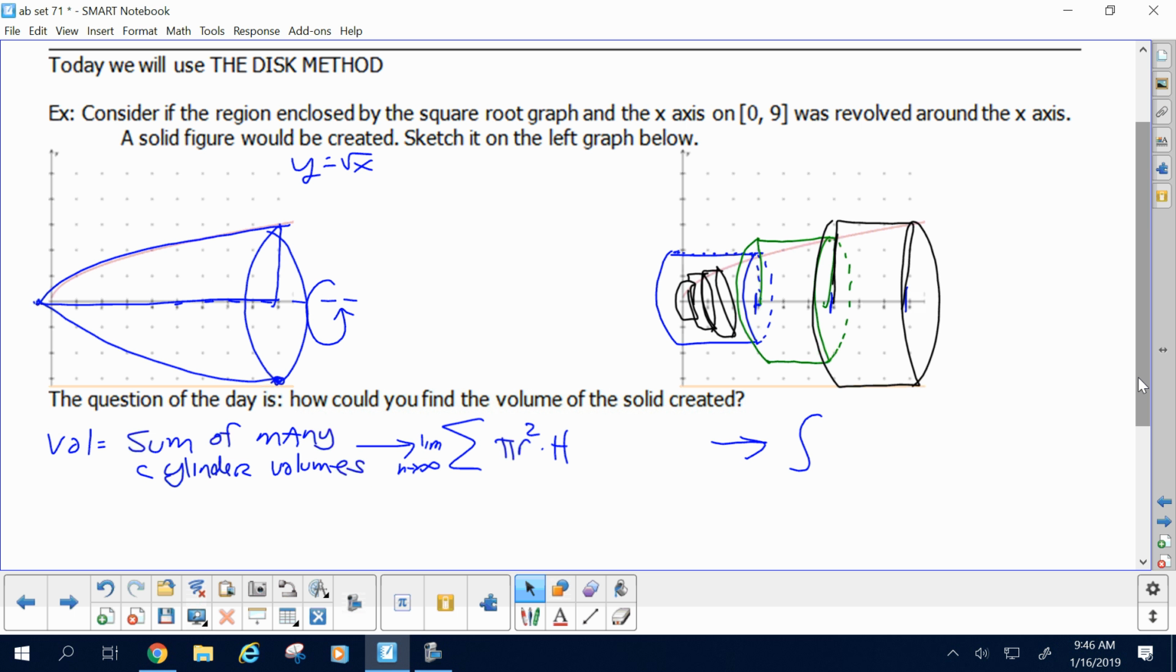Now you need to figure out what happens as you take infinitely many. What's the r? What's the h? What's the calculus?